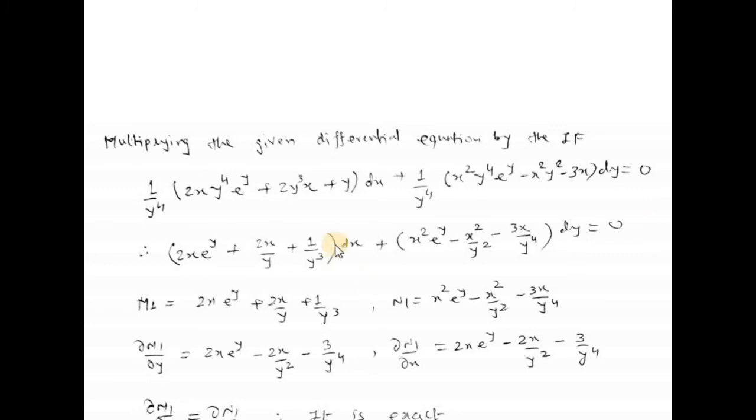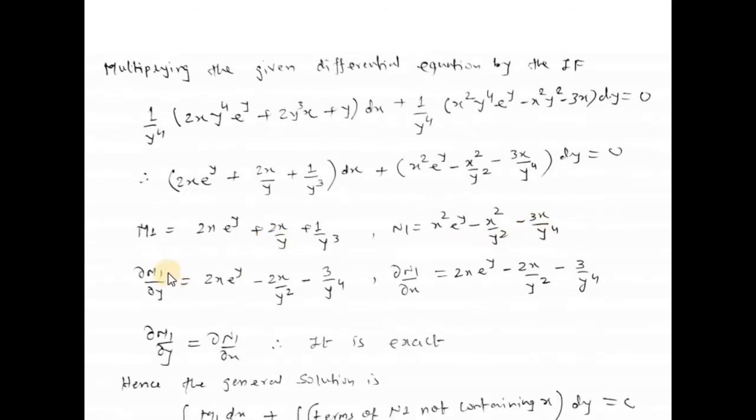Now we have to check whether this equation is exact or not. For that we will compare it with M1 dx plus N1 dy equal to 0. So M1 will be 2x e raised to y plus 2x divided by y plus 1 divided by y cube, and N1 will be x square e raised to y minus x square divided by y square minus 3x divided by y raised to 4.